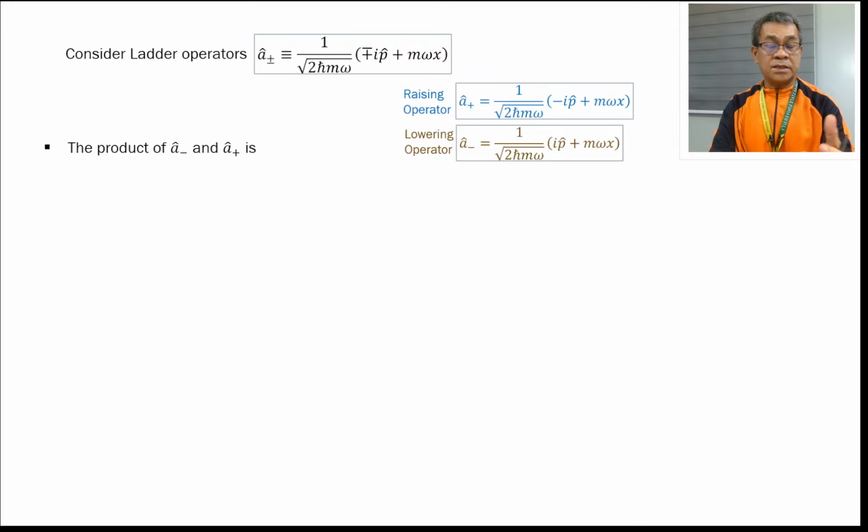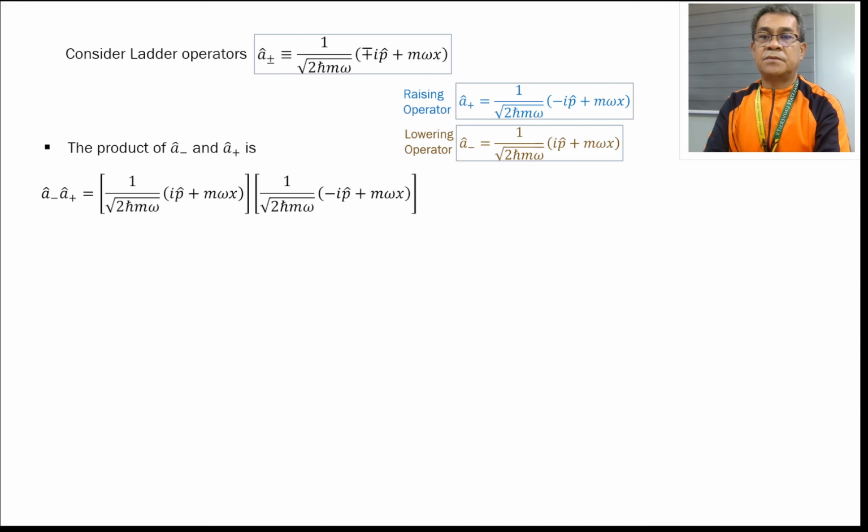Our goal is to express the position and momentum operators, then express the Hamiltonian operator in terms of the raising and lowering operators. To do it, the starting point is to take the product of the two. Mathematically, you can distribute its terms.